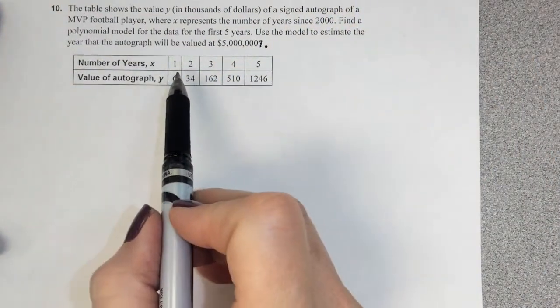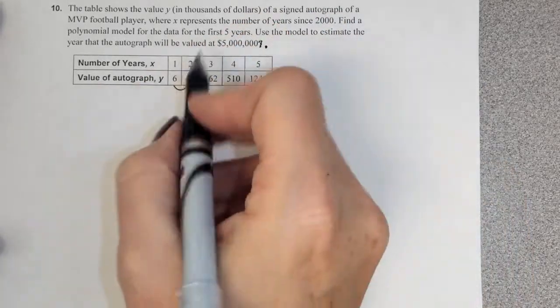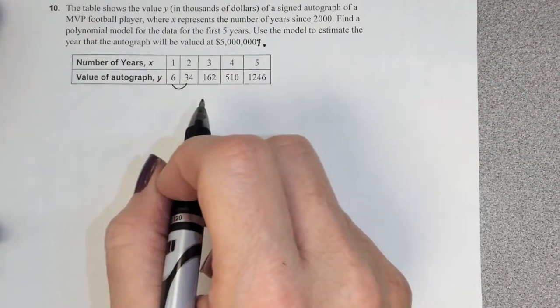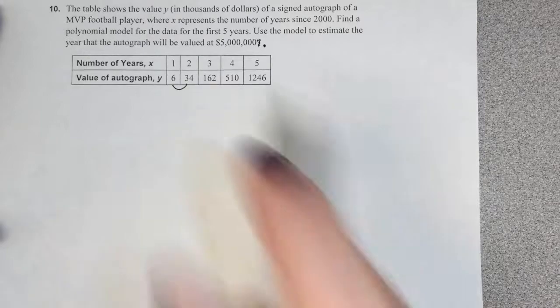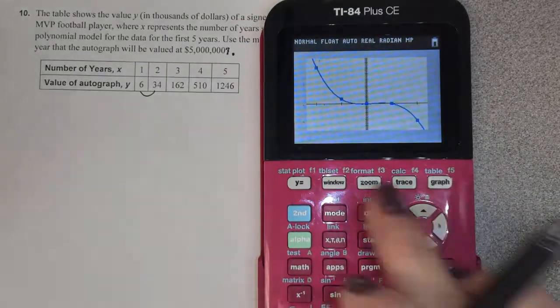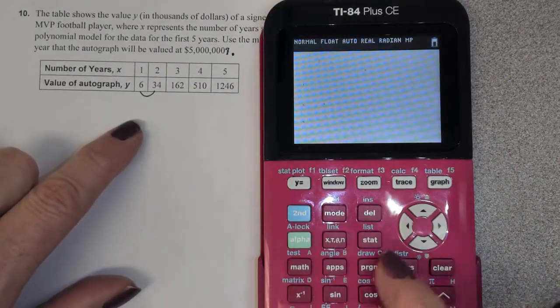So I check the X's. They're going up by 1. I'm going to look at my differences. Let's say we don't want to look at our differences. What else could I do if I don't feel like checking all these differences? I could just put it in and I can just guess and check. Let's do this one that way.